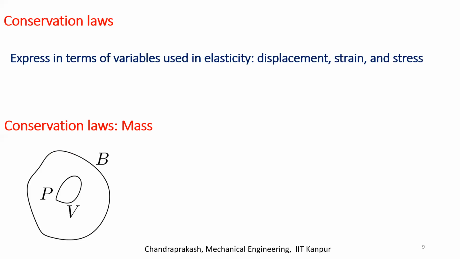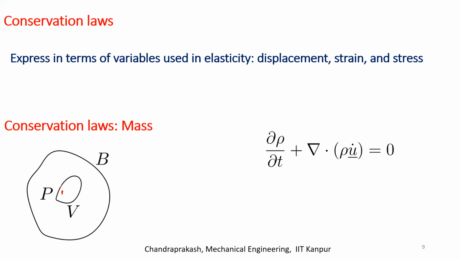So I have an object or a body B, and I am considering any region of that body, and I am designating the volume of that region as V. What is P? P is a point in the volume V. So P is a particular point and V is the corresponding volume. Let me mark P here. P is any point in the volume V and V is any region in the body B.